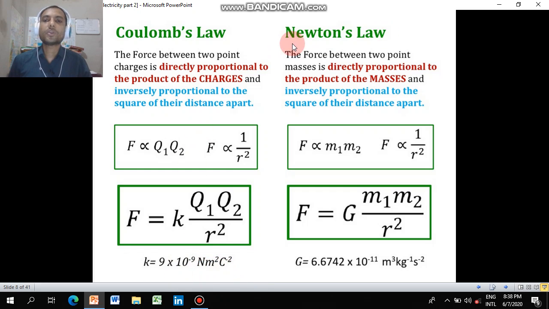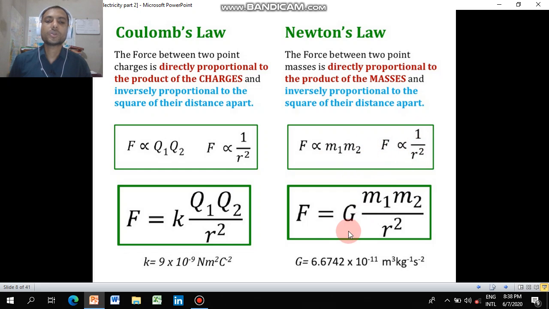There is a similarity between Newton's law and Coulomb's law. We know that by Newton's law, the force between 2 point masses is directly proportional to the product of the masses and inversely proportional to the square of their distance apart. If two masses are m1 and m2, then F is proportional to m1 m2, and inversely proportional to the distance apart. If distance is r, then F is proportional to 1 by r square.